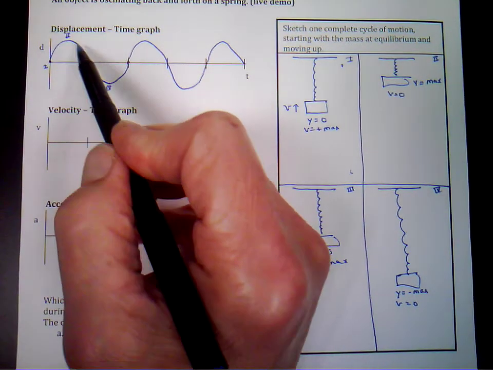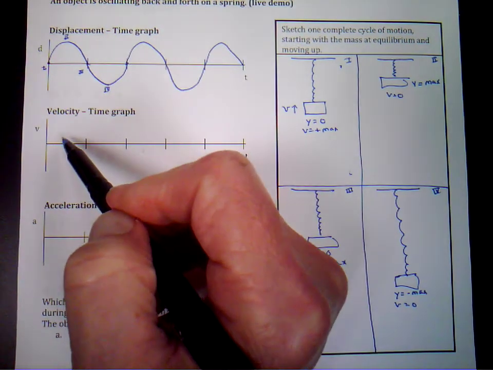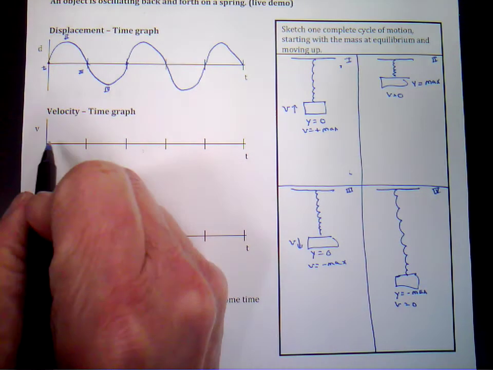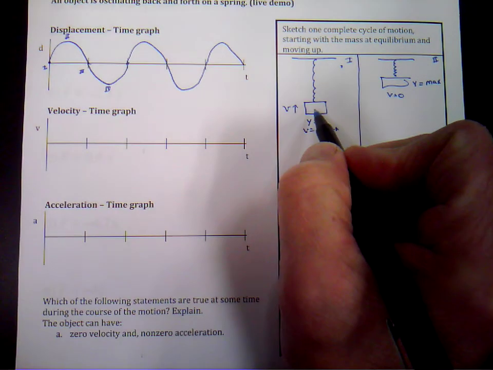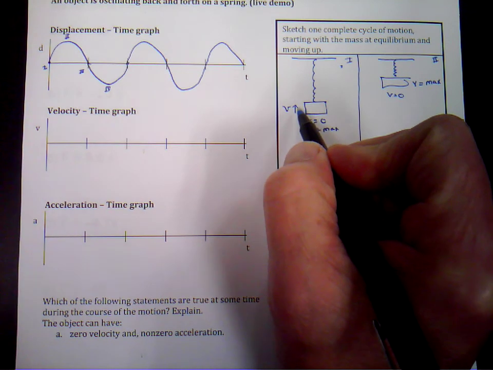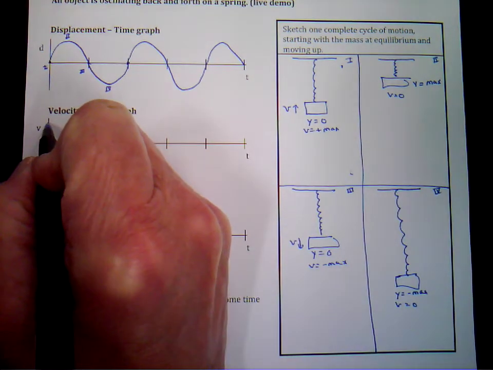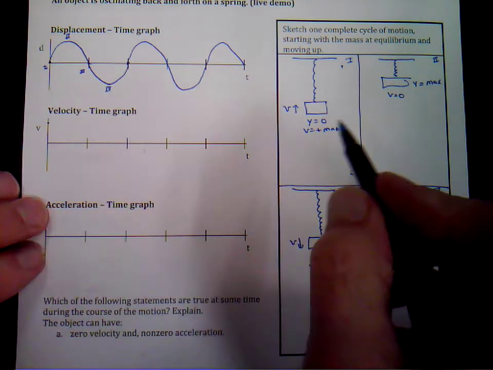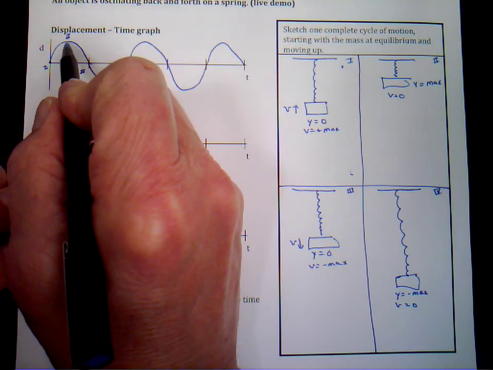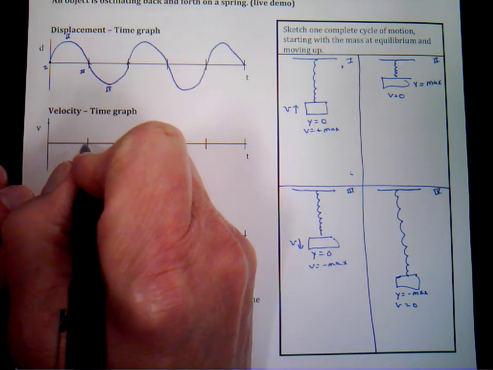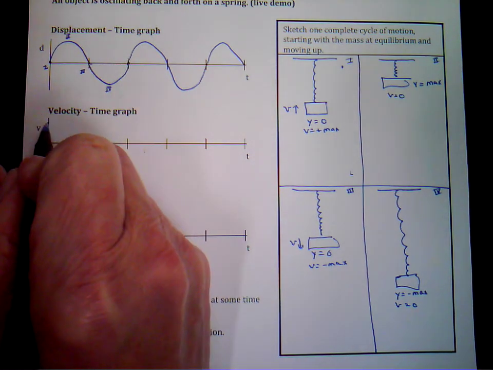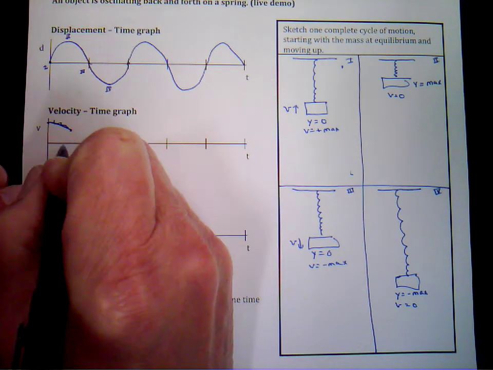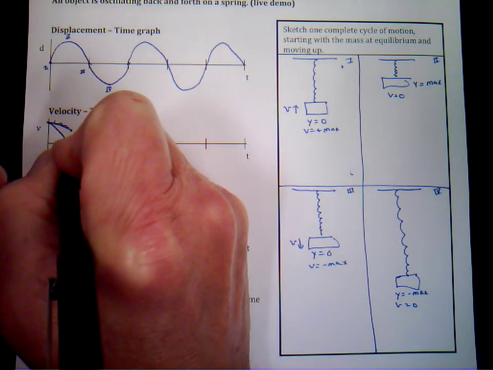Remember, the slope of a displacement time graph represents velocity, or we can use the information that we have here. At time t equals 0, the velocity is a large positive value. So we have to start out with large positive velocity, or we can look at the slope. The slope is a large positive slope. So this velocity is going to slow down. The slope is getting less and less and less. And then at this position, the velocity is 0. So it'll look something like this.